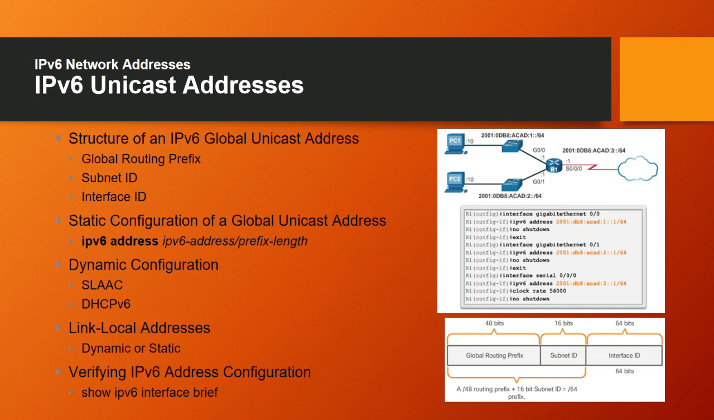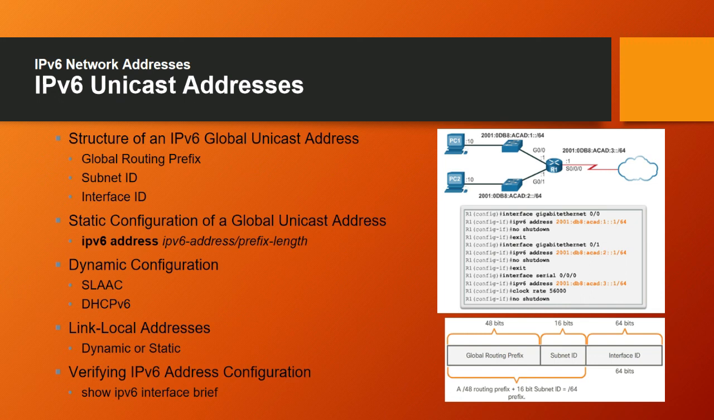SLAAC, or Stateless Address Auto Configuration, is the preferred method of assigning IP addresses in an IPv6 network. With SLAAC, devices send the router a request for the network prefix, and the device uses the prefix and its own MAC address to create an IP address.